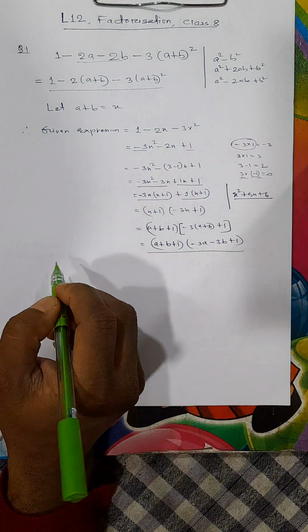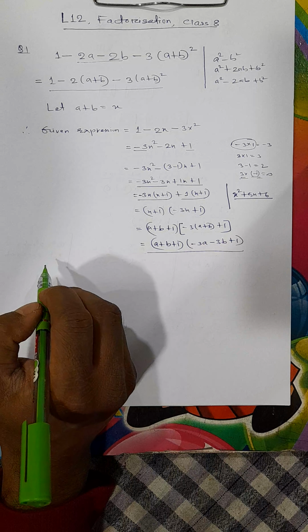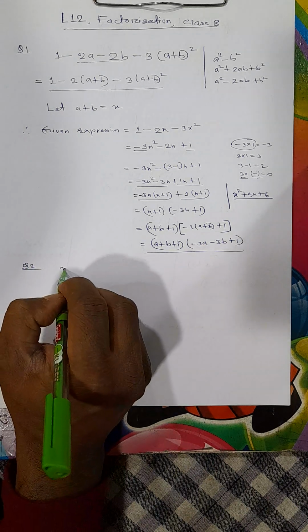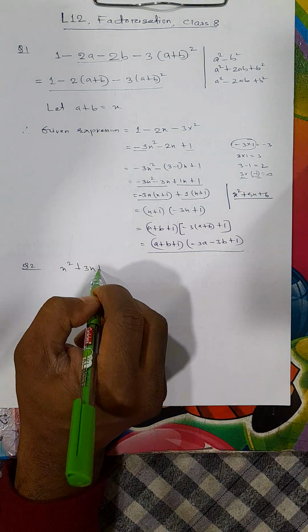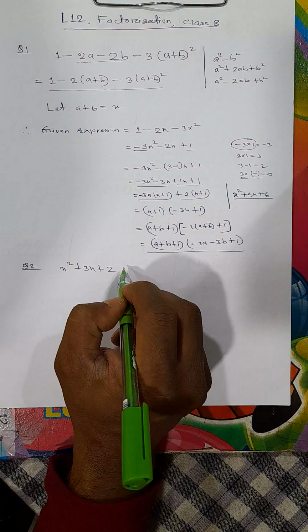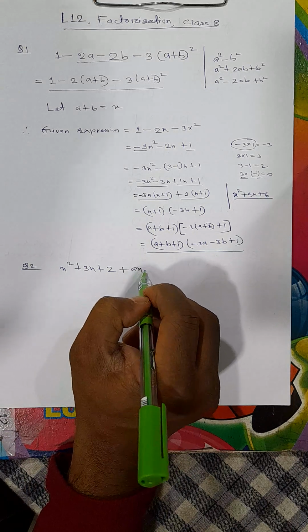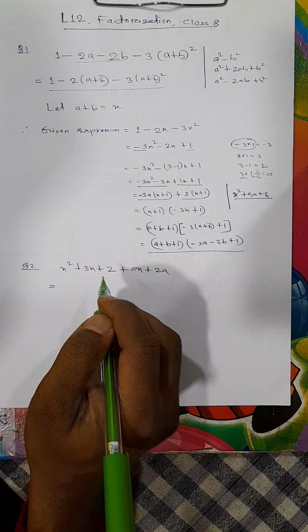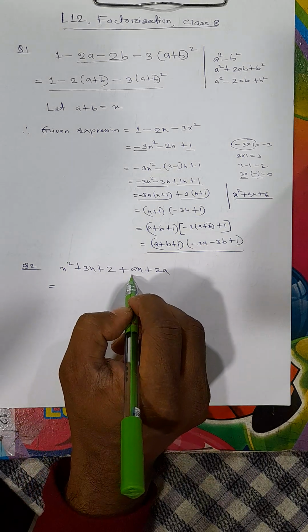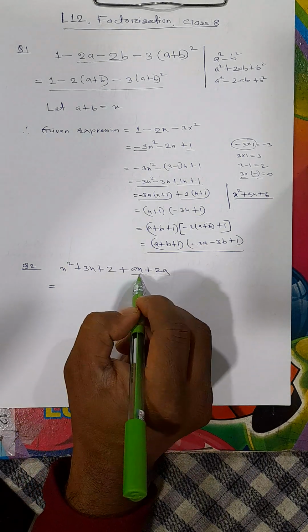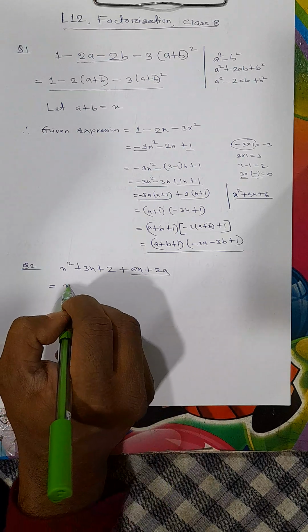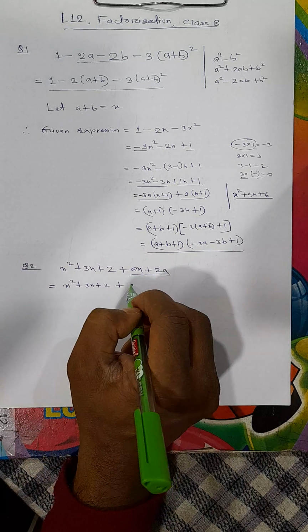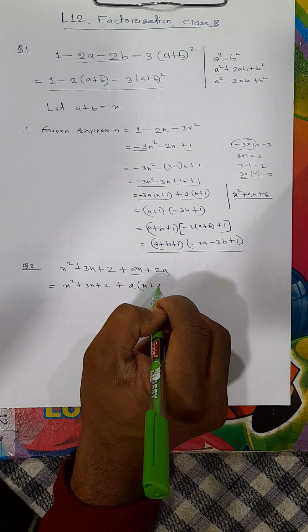So let's do one more example here. Say, for example, x square plus 3x plus 2 plus ax plus twice of a. Now we can take a common factor here. a is the common factor. So x square plus 3x plus 2 plus a times (x plus 2), right?